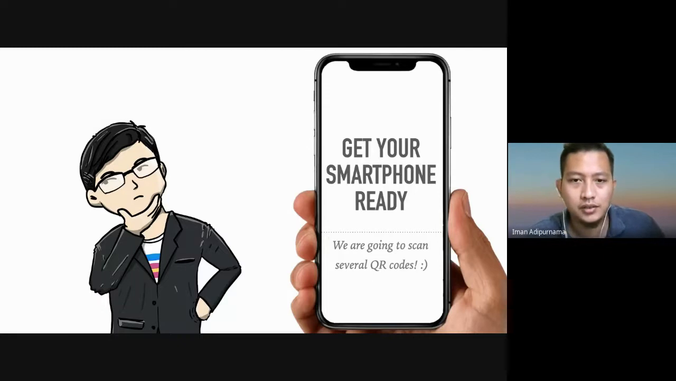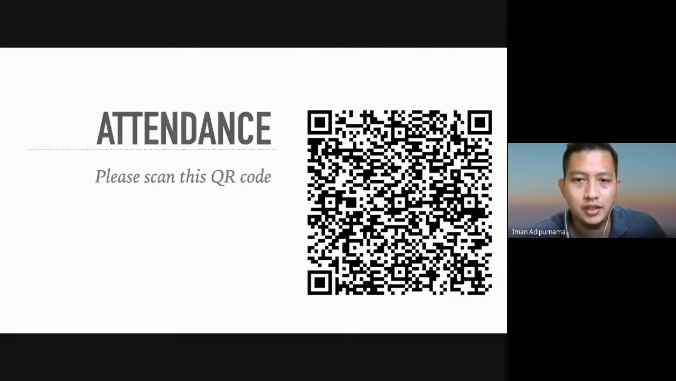So the first one is for the attendance. Okay, so please check your attendance. You need to scan. You need to log in with your account using your student ID and your password. Try whether it's working or not. Okay, try to check the QR code.